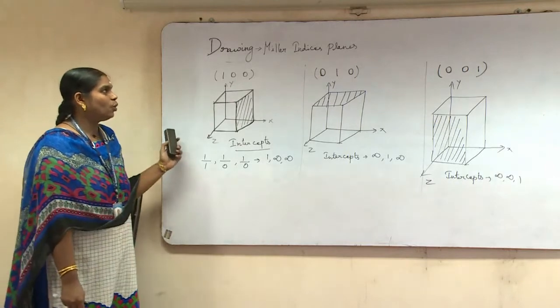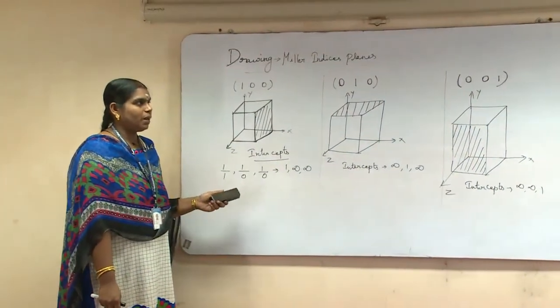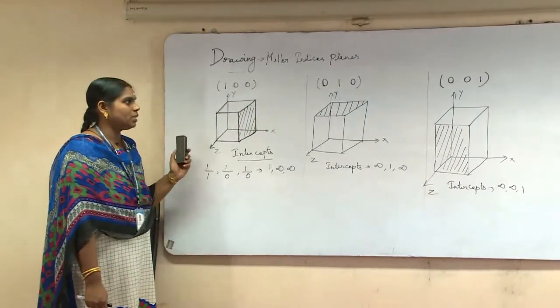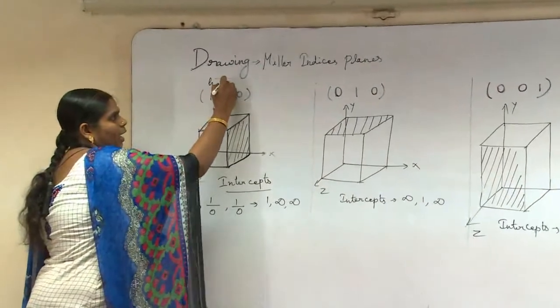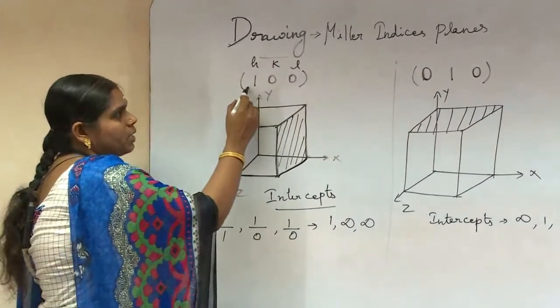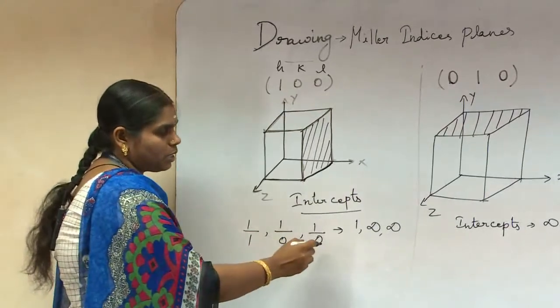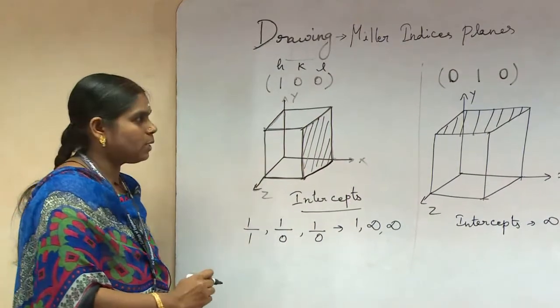Let us learn how to draw a Miller indices plane. Here are three simple planes, given with the Miller indices parameters, that is H, K and L. From the Miller indices, we are about to find the intercepts by which we can draw the plane in a simple lattice.